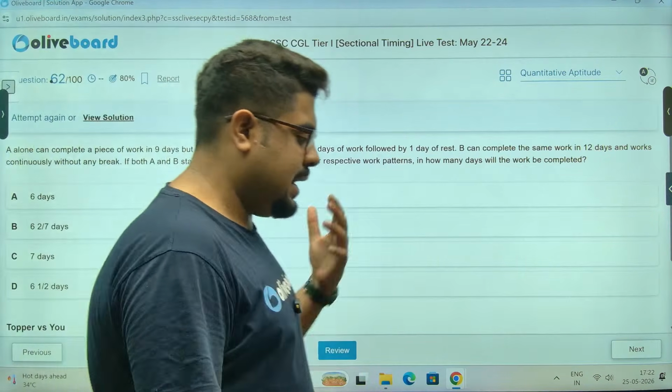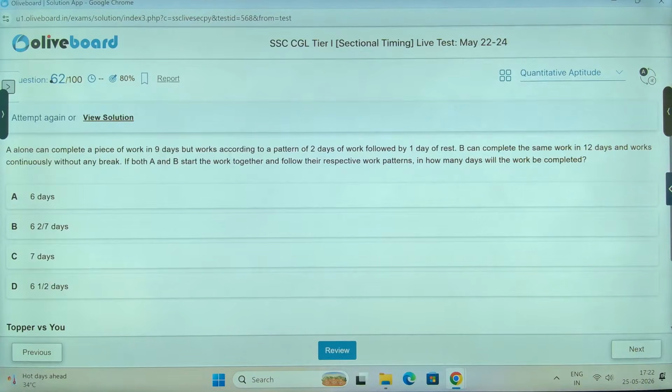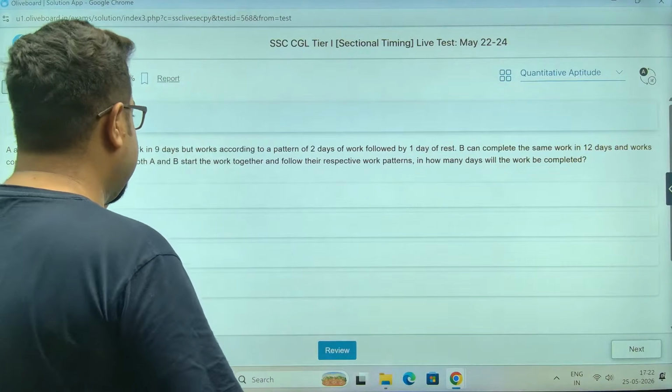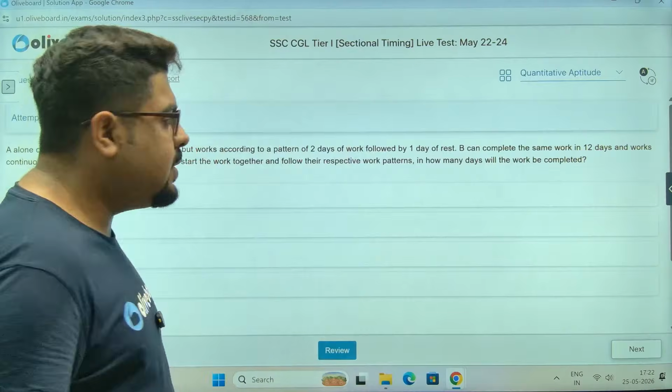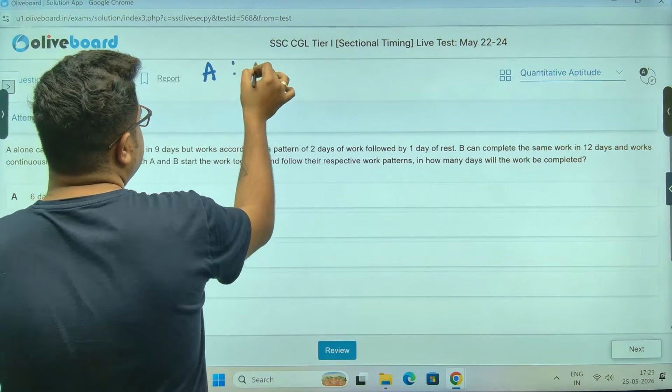Again a time and work question. A alone can complete a piece of work in 9 days, but works according to a pattern of 2 days of work followed by 1 day of rest. B can complete it in 12 days, working continuously without any break. They start together following their respective patterns. When will the work be completed? Sir, efficiency ratio.